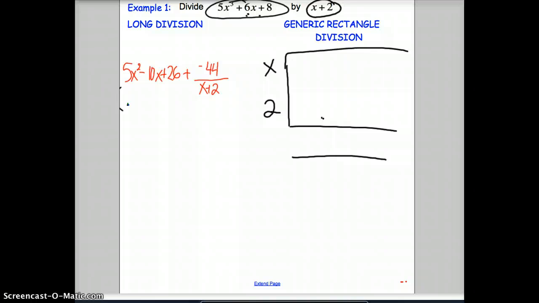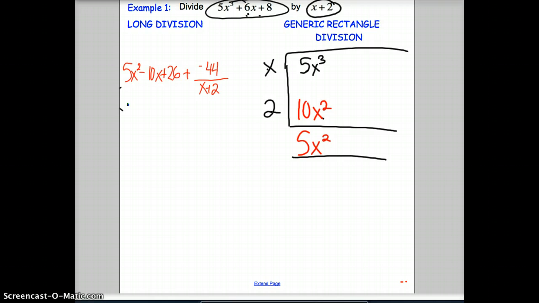So once again, I start by filling in the highest power, 5x to the third. And I ask myself, x times what would give me 5x to the third? So x times 5x squared. That has to be there, otherwise I won't get 5x to the third. And that, in turn, makes me fill in this part, 10x squared, because it has to be that if x plus 2 is my factor.